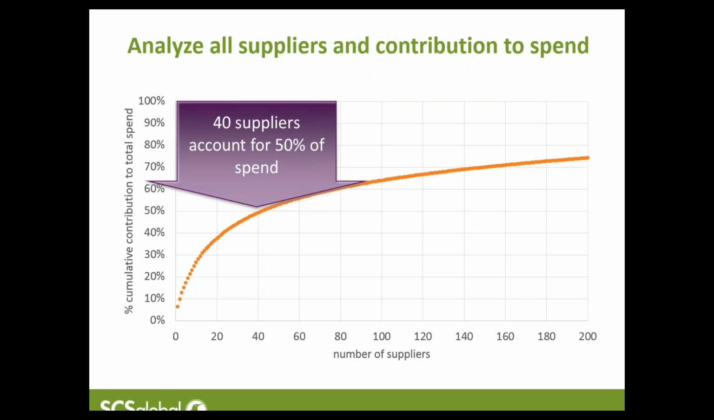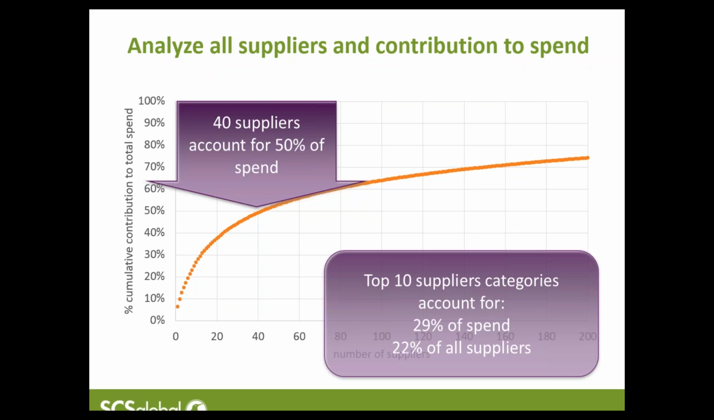And not shown on here, but we did a separate analysis on the categories of suppliers. And actually the top 10 supplier categories accounted for almost a third, that's 29% of total spend, and 22% of all the suppliers. So while it might seem overwhelming to think of hundreds of suppliers from around the world, actually when you start to slice and dice things, it simplifies quite a lot, because clearly, in this case, what we did was focus on these top 10 supplier categories and those top 40 suppliers to get the best data possible.